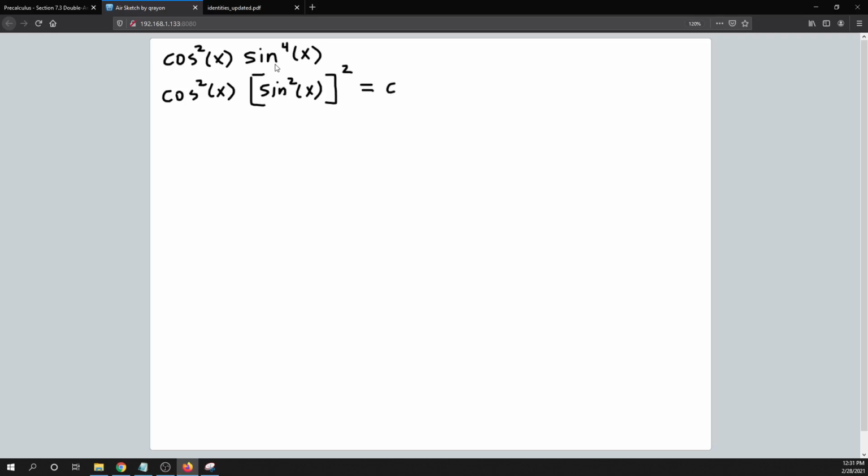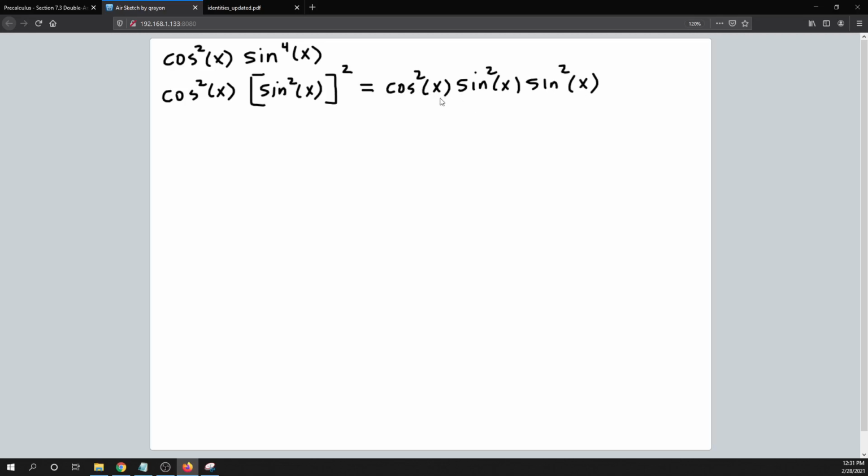In other words, sine to the fourth power is sine squared squared, right? If I take sine squared and I multiply it by itself, I get sine to the fourth. And of course, sine squared squared is just shorthand notation for sine squared x times sine squared x, like this, okay?